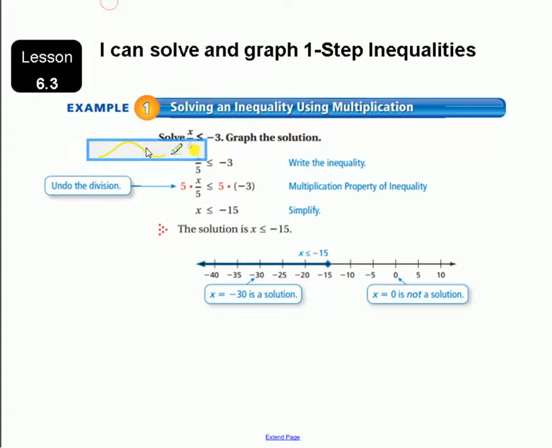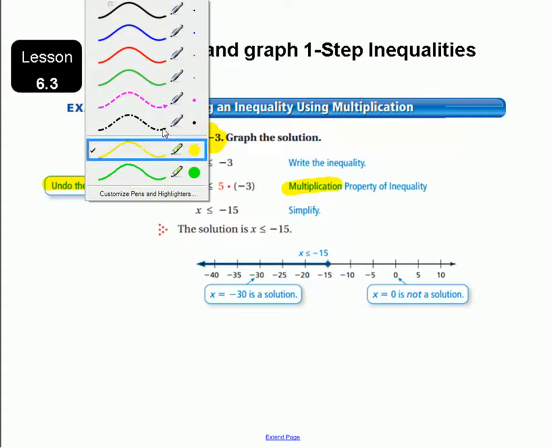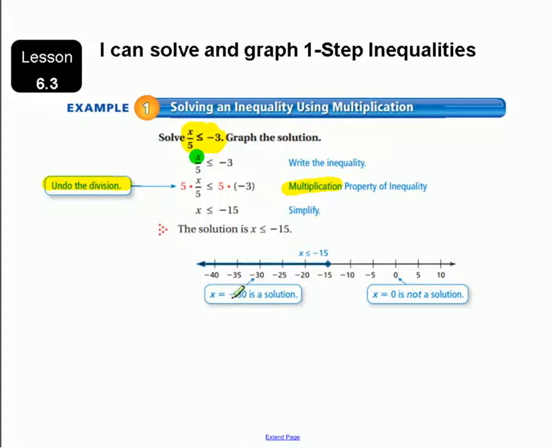Based on the problem that they give you, which is clearly a division problem, to undo the division, I have to multiply both sides by 5. Now, why 5 and not -3? Remember, our focus is always on the variable. So I want to get rid of what is on the same side as the variable, which in this case is a 5. When I multiply by 5 on both sides, my 5's will cross out. Cross out with me, please. And then I get 5 times -3 is -15.